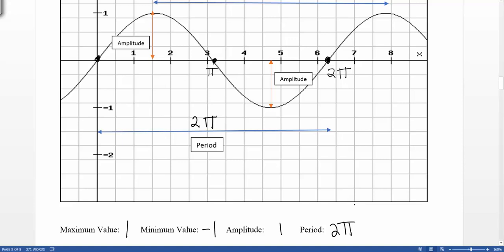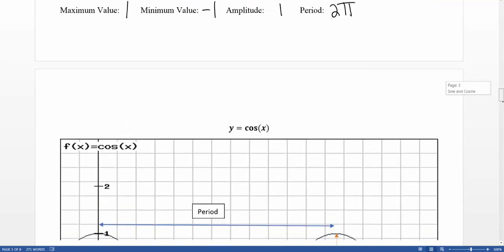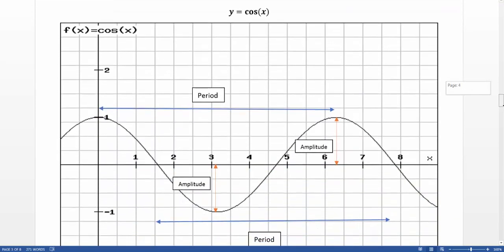Now, cosine is going to have very similar characteristics. Turns out, sine and cosine are the same function shifted by pi over 2. So it's not a surprise that they have a lot of similar characteristics here. So the cosine function starts its journey at 1 when we're at the origin, and it starts off decreasing, and it hits its minimum at pi, and then it comes back up, and it ends its period at 2 pi.